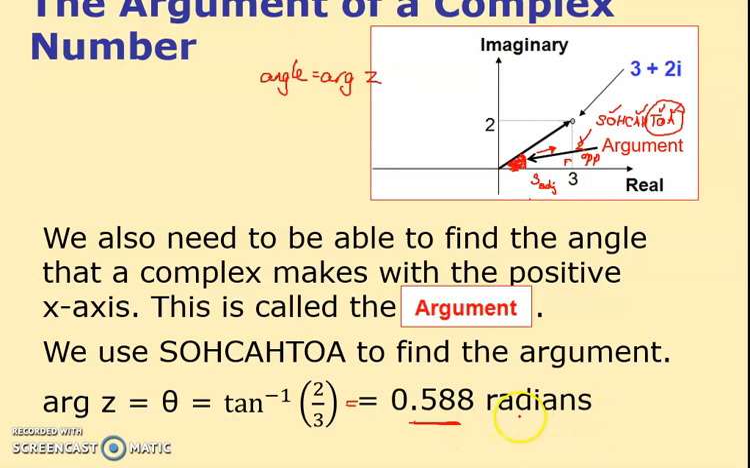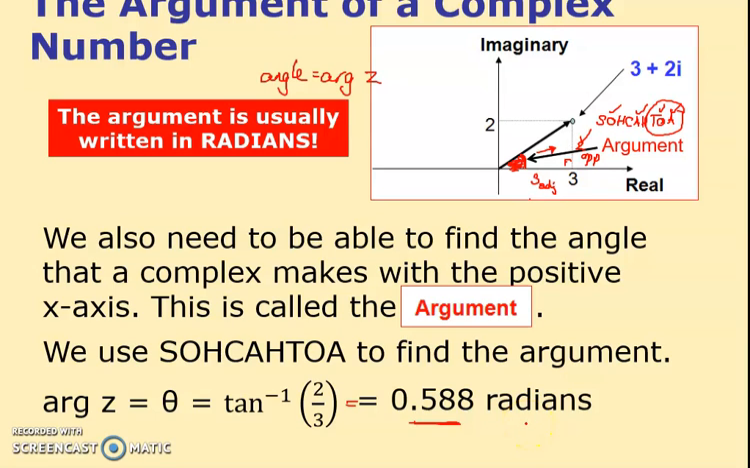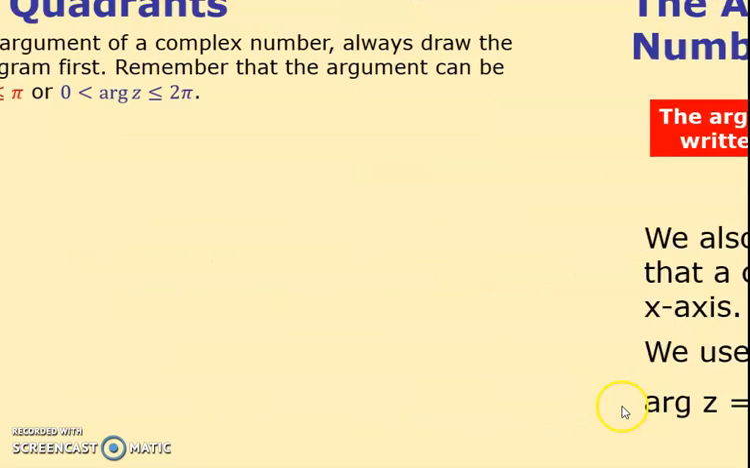So that's why I've done it in radians. You're going to have to get good at radians. And I've highlighted it there. This argument is usually written in radians. So get used to the fact that you're expected to do these in these new angles.